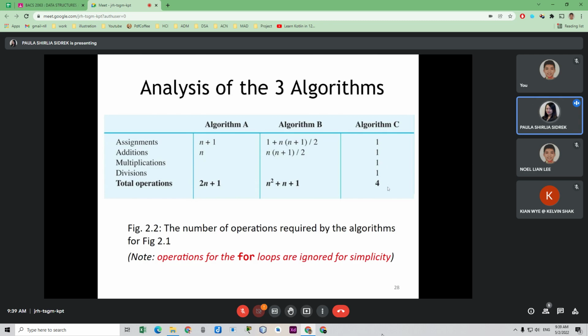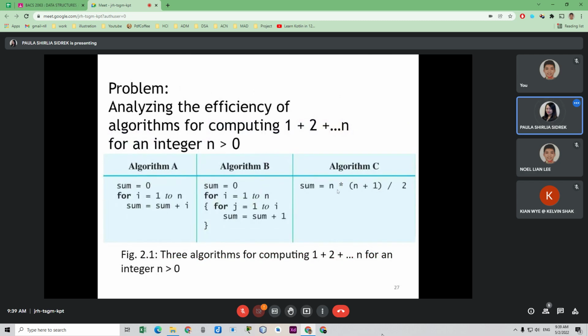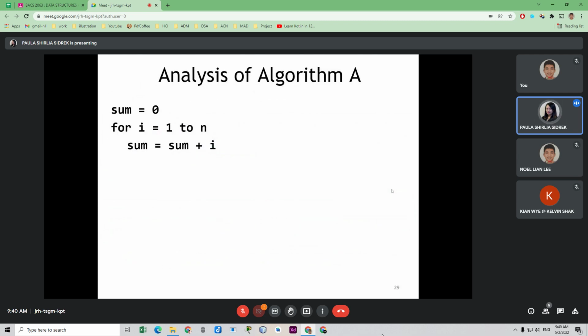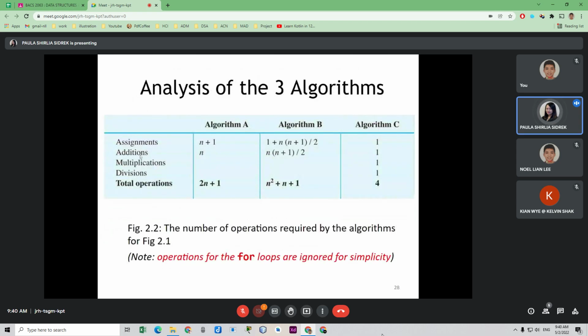Okay. All right. For algorithm C, you have 4 operations: sum, 2, multiply, and then plus and division. So that is 4. Very simple, right? So this one is analysis of 3 algorithms. Therefore, for algorithm A, you have total operation of 2n plus 1. Algorithm B, n squared plus n plus 1. And algorithm C, you have 4. Now you want to do analysis on this algorithm in words, how you basically put the words assignment, addition, and then total operations. Okay, how you come up to this one.